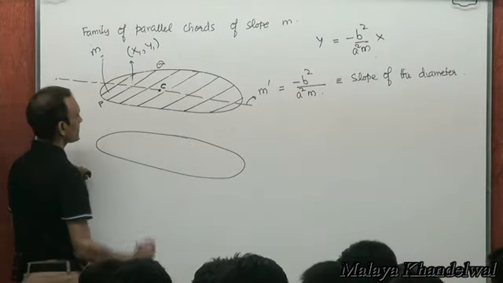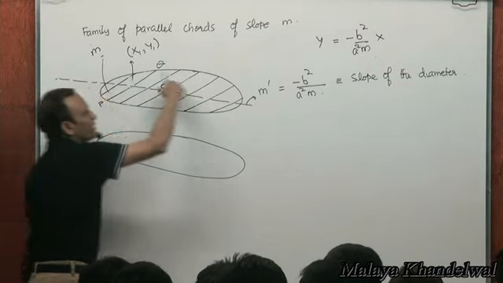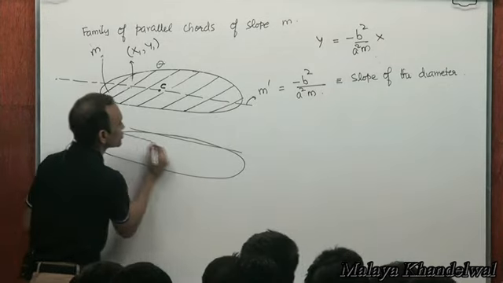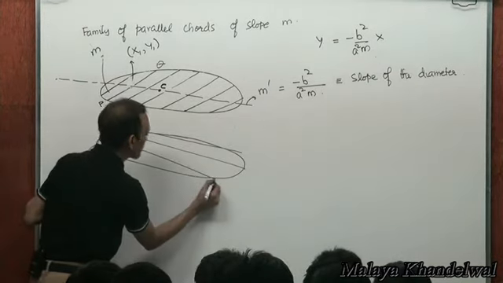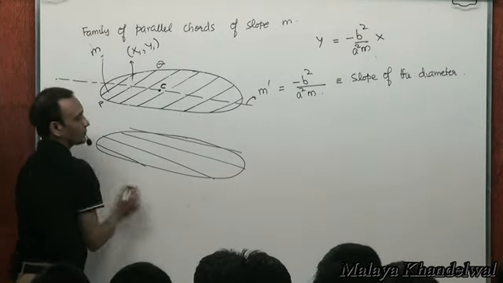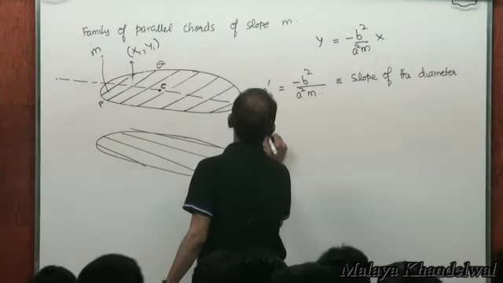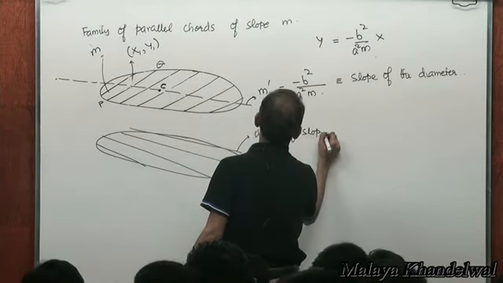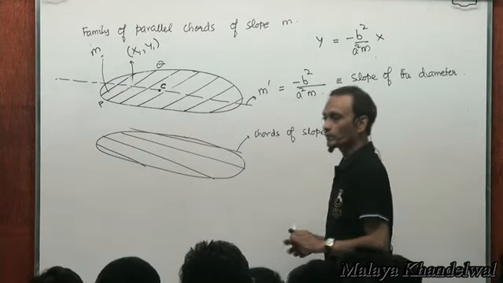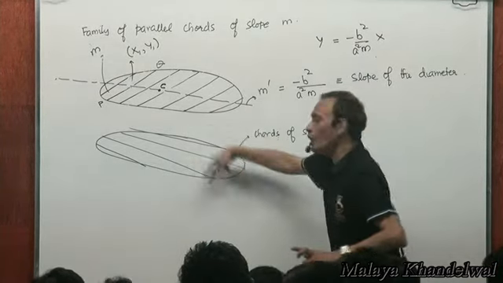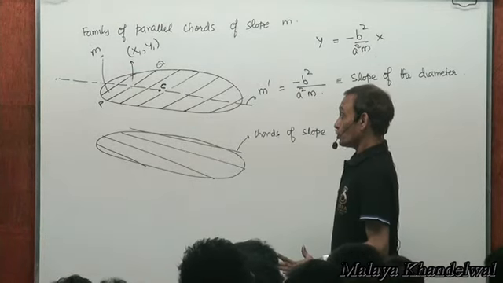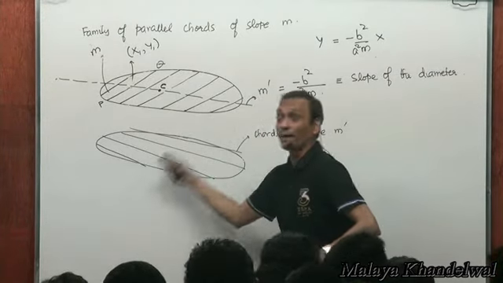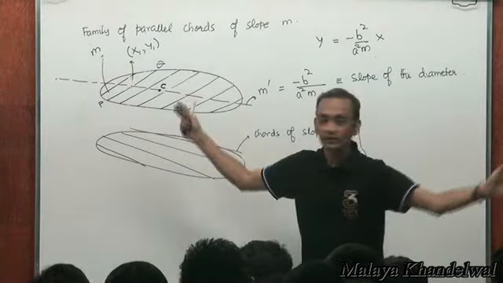Suppose I had chords parallel to this diameter. That means chords having slope m prime. These are chords of slope m prime. Again, there would be a diameter bisecting all chords of slope m prime. Yes or no? Yes, sir. Right?